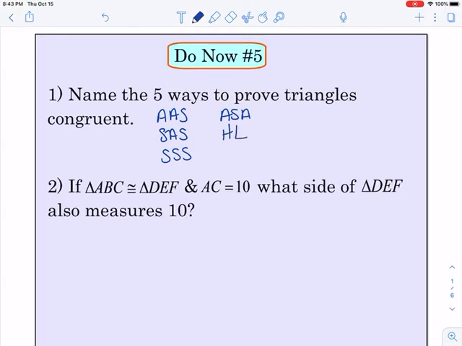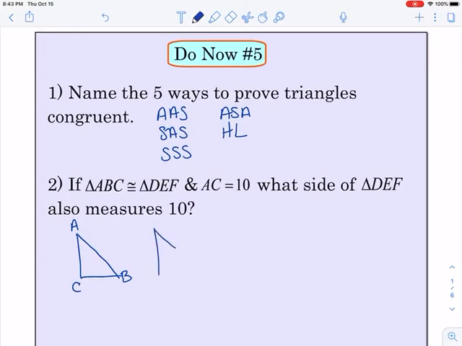In number 2, we're told that triangle ABC is congruent to DEF and that AC equals 10. And we want to know what side of triangle DEF also measures 10. So we're going to draw 2 triangles. The way I draw one triangle, it doesn't matter what your first one looks like, but how I label it is important. So I'm going to start with A at the top and then go B, C clockwise. When I draw my next triangle, I'm going to draw it the same exact way, and label it with the next pair of letters, DEF, doing the same exact method.